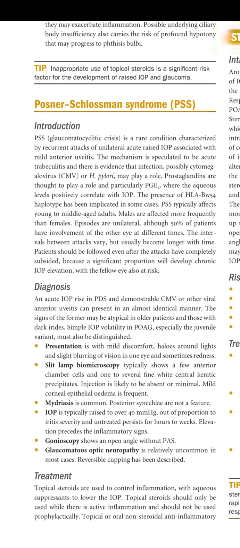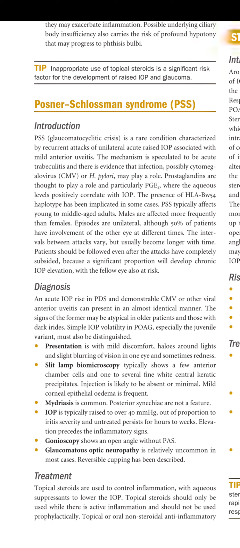Injection is likely to be absent or mild. Mild corneal epithelial edema is frequent. Mydriasis is common. Posterior synechiae are not a feature. But IOP is typically raised to over 40, out of proportion to iritis severity, and untreated persists for hours to weeks. Elevation precedes the inflammatory signs. Gonioscopy shows an open angle without PAS. Glaucomatous optic neuropathy is relatively uncommon in most cases. Reversible cupping has been described.